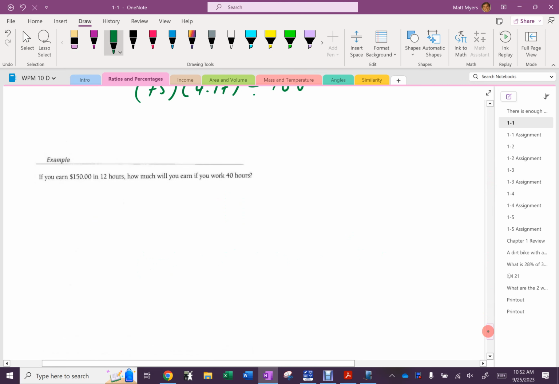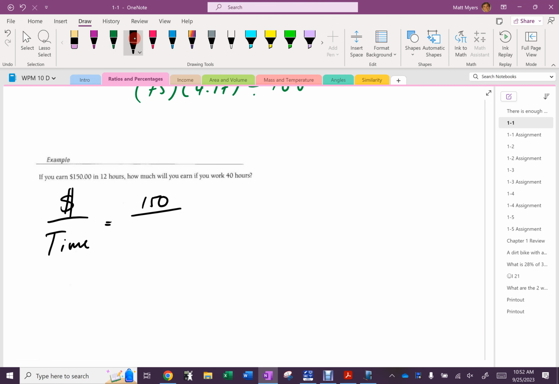What is the first thing being counted? What's the first thing you see? Money and time. Money over what? Time. Do you know how much money you're making? Yeah. What is it? 150. 150. Over, do you know the time you're working? What is it? 12. You want to know 40. Where does the 40 go? Blue or yellow? Yellow. Why yellow? Because it's time, and time is on the bottom, and order matters.